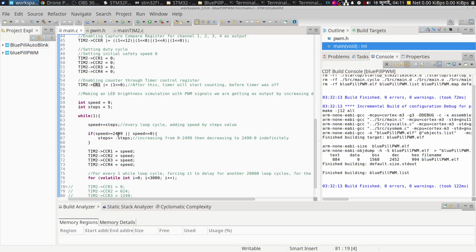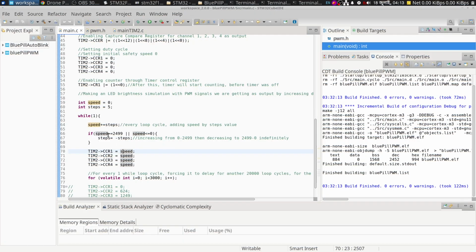When it reaches the full duty cycle, we don't want to increase the speed more, because this is the maximum speed we have already reached. So we want it to go back from 2500 to 0. The LED will go from higher brightness to dimming. So when it is reaching the highest peak, steps value is getting negative, and when it's reaching the lowest peak, the steps value is getting positive. So we are going from 0 to 2499, again from 2499 to 0, then again from 0 to 2499. This is how it goes.